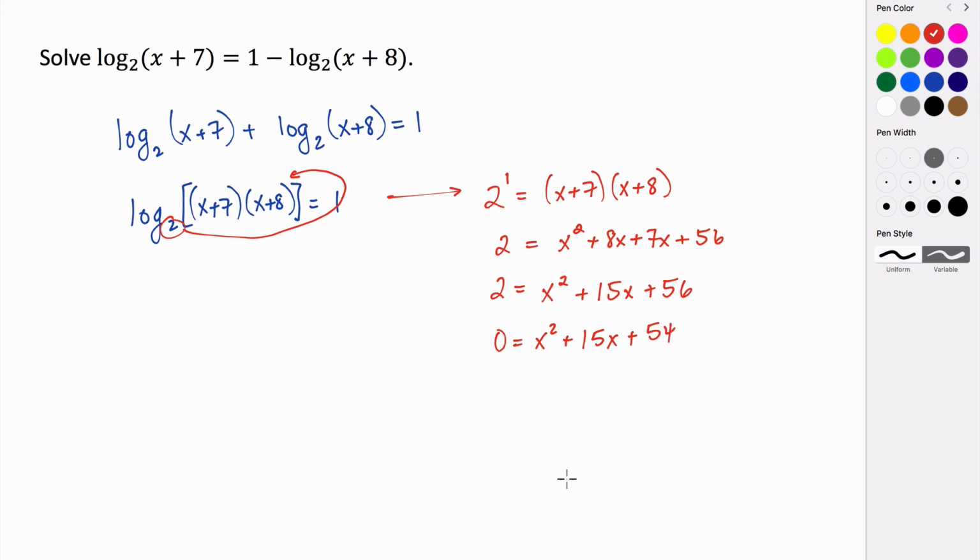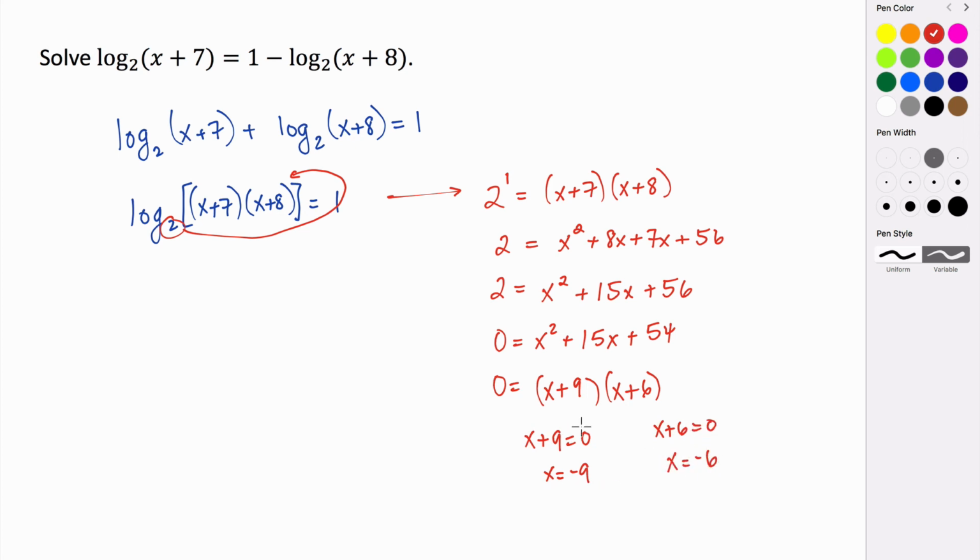So now we need to factor this and solve. This factors to be the quantity x plus 9 times the quantity x plus 6. Set each of these equal to 0, and we end up with x equaling negative 9 and x equaling negative 6.